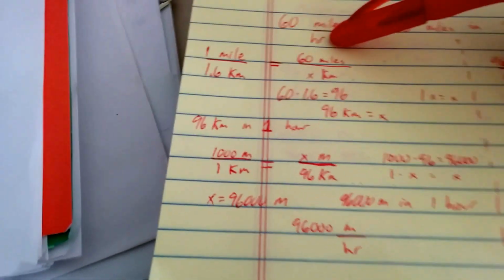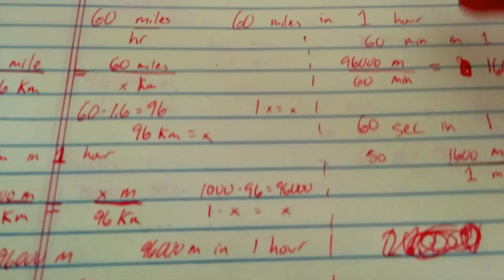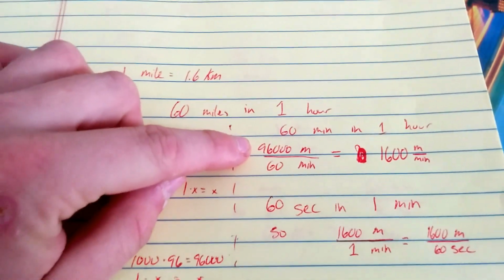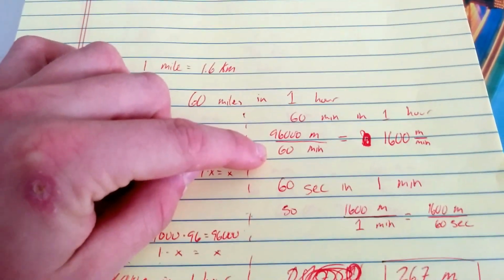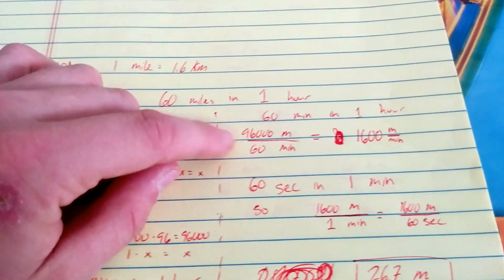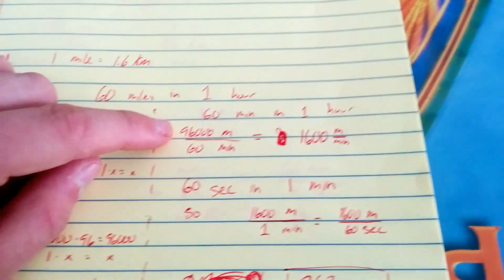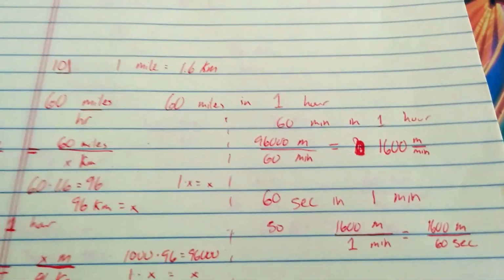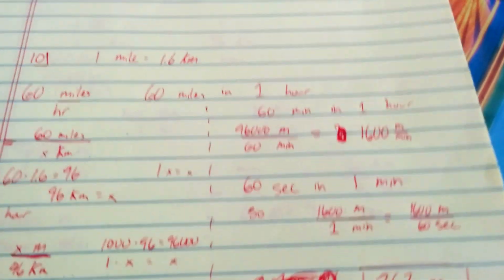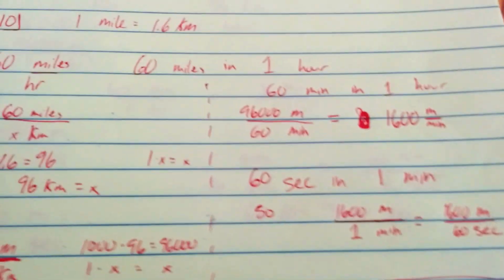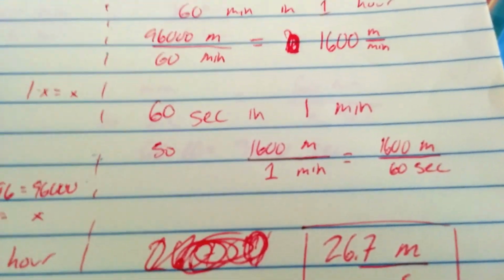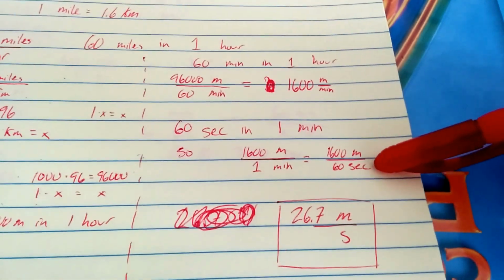So now I work on the denominator. 60 minutes are in 1 hour, which means that if I'm traveling 96,000 meters, I'm doing it in 60 minutes. So I can divide there, and I get 1,600 meters every minute. And I know that there's 60 seconds in 1 minute, so I'm traveling 1,600 meters every minute, which is equivalent to 1,600 meters every 60 seconds.